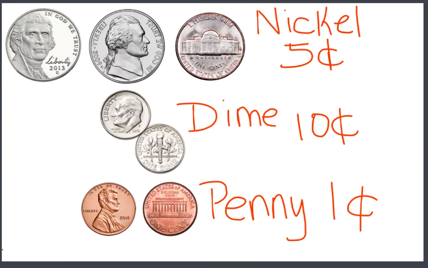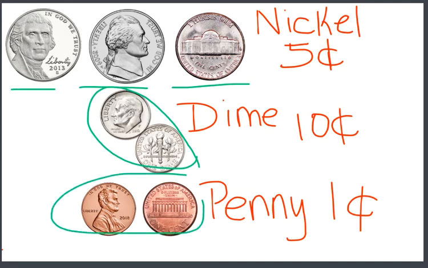Just a reminder, this is what our coins also look like. Sometimes you see the face of the nickel that looks like this. Sometimes the face of the nickel looks like this. And here's the back of our nickel. Here's our dime, front and back, which is worth 10 cents, and our penny, front and back, which is worth 1 cent.